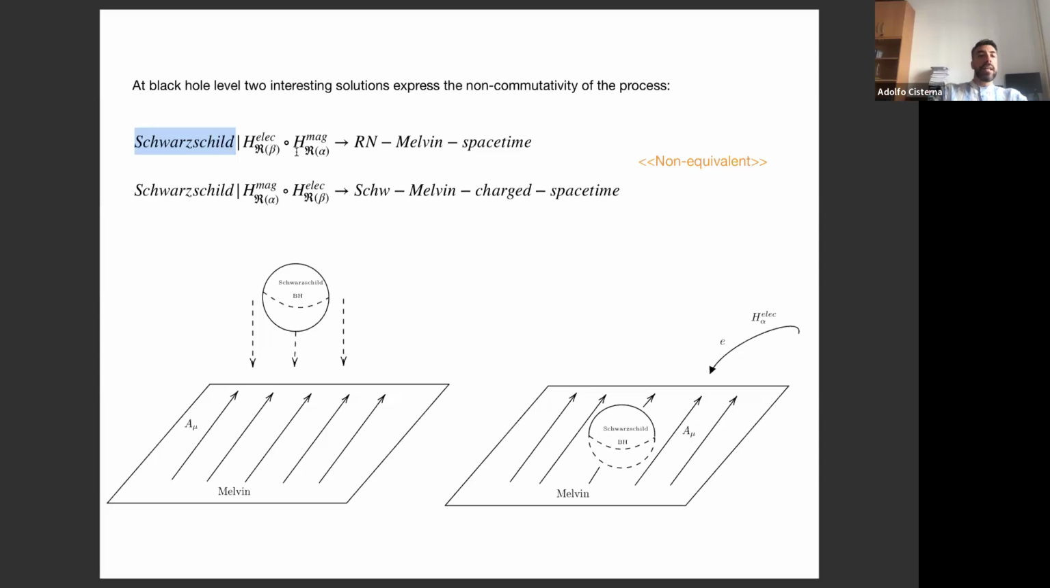Okay, fantastic. And then I'm going to apply on top of that another Harrison, but now of magnetic origin. And what it's going to do is take my Reissner-Nordström that I got already from the first transformation, and put it on top of an electromagnetic field. This solution is known, and it's called the Reissner-Nordström-Melvin spacetime. It has several properties, has been studied in several contexts, and it's nothing else than the Reissner-Nordström spacetime put on top of an electromagnetic universe.